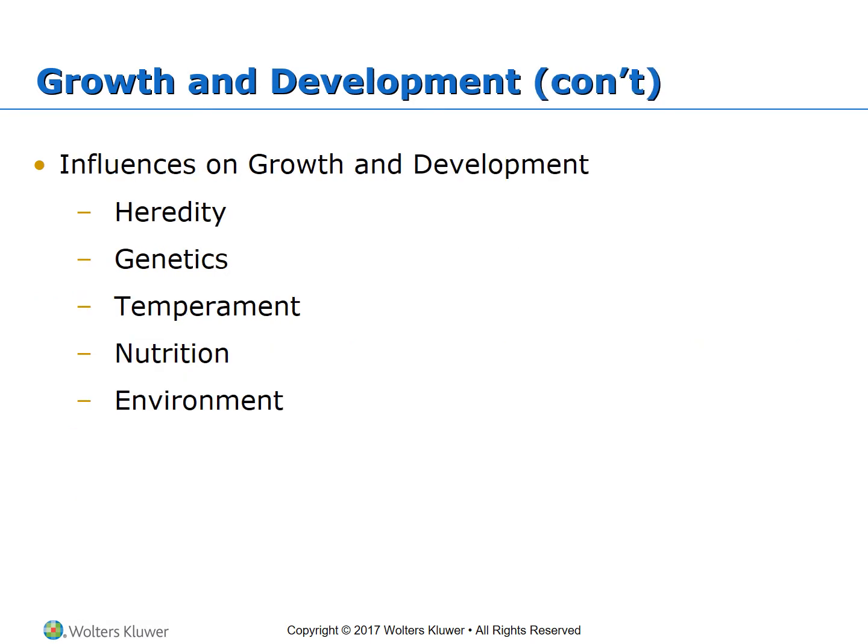Influences on growth and development. Heredity is a biological process responsible for transferring physical traits from one generation to another. Genetics is the study of heredity in biology. It's sex, race, skin color, eye color. Temperament, a combination of an individual's characteristics, the way a person thinks, behaves, and reacts to the environment.